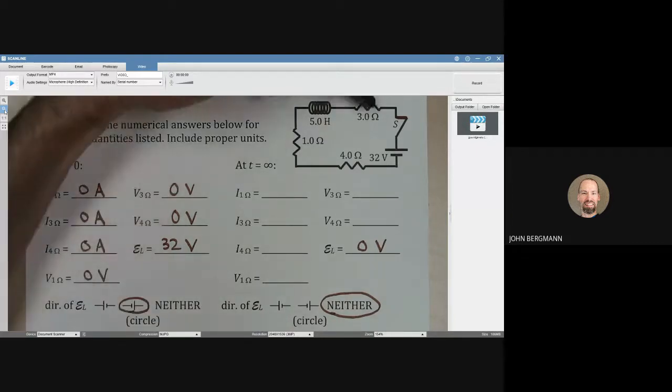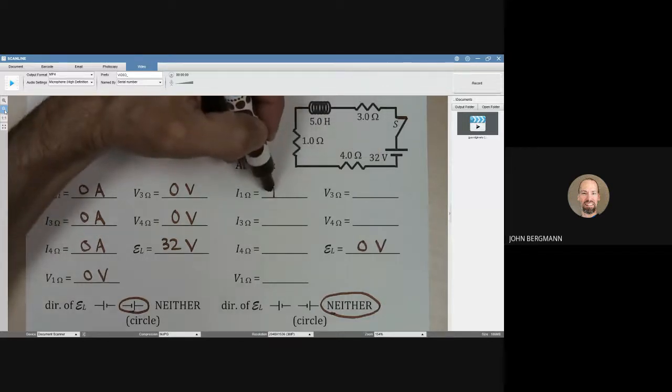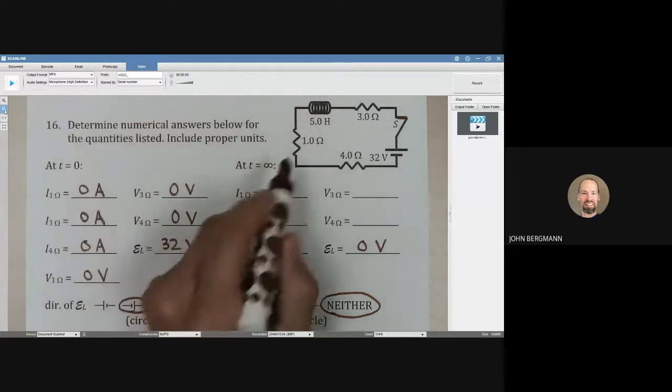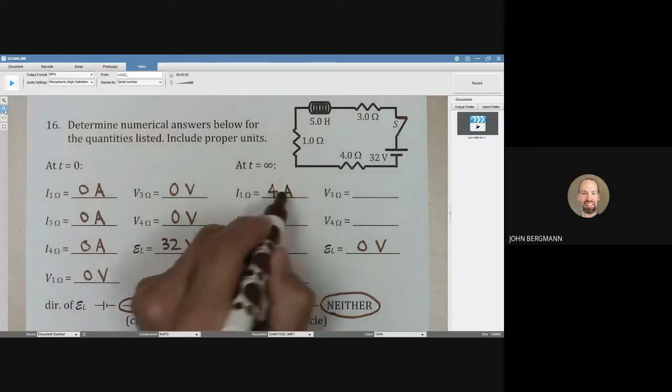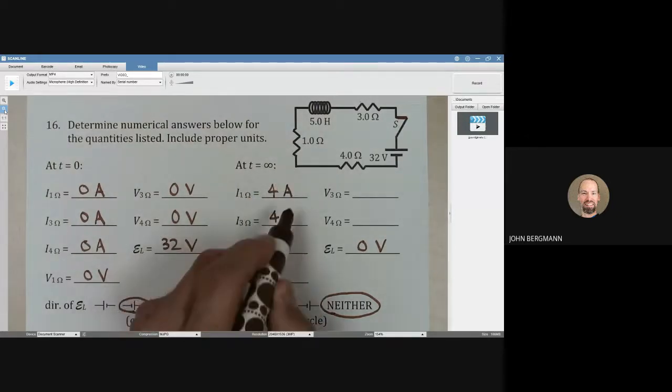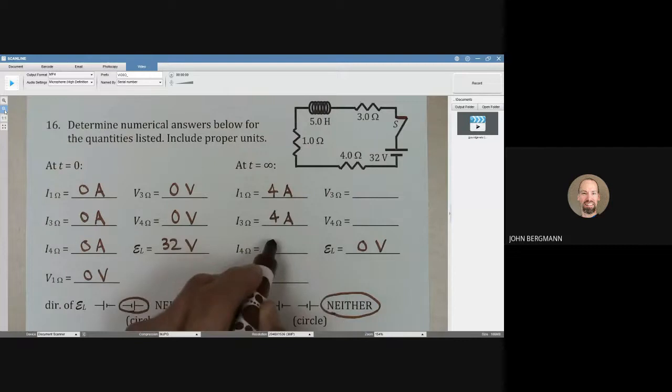Which means at time equals infinity, we have a total of, how much is this? 8 ohms of resistance, 3 plus 1 plus 4. We have a 32 volt battery. So the current going through the 1 ohm resistor is going to be 4 amps. The current going through the 3 ohm resistor is 4 amps. The current going through the 4 ohm resistor is 4 amps.